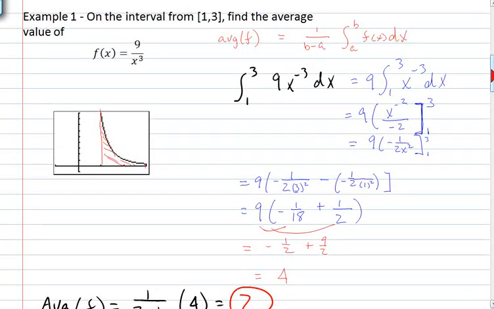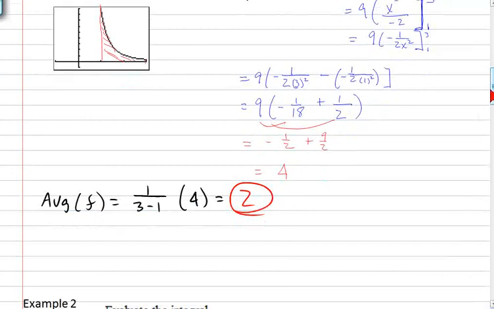Right up here, there's our a and b, that's our upper and lower bounds, times the integral. What I did was I evaluated the integral first, and then I went back and I multiplied by 1 over b minus a. Okay? Any questions?